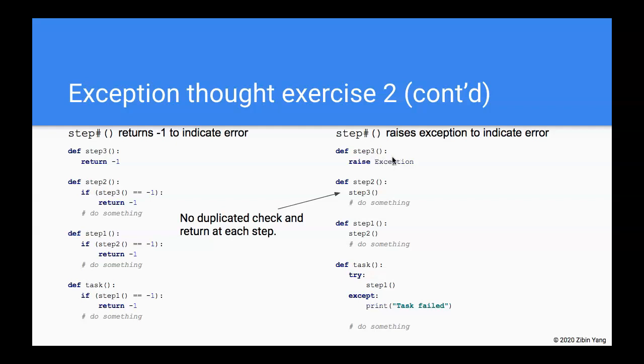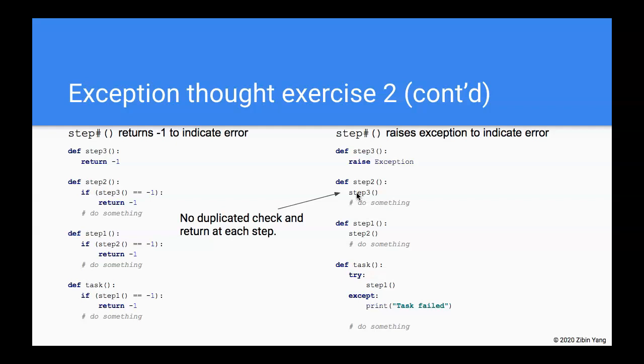Here, if step 3 raises an exception, that exception is going to be raised up to the caller of step 3, which is step 2. Now, step 2 should propagate the error up to its caller, but it doesn't have to explicitly do that because that's automatically done.